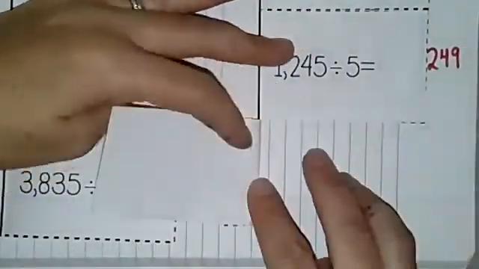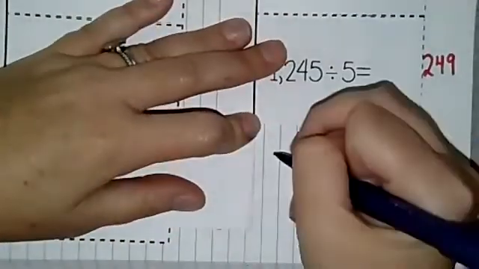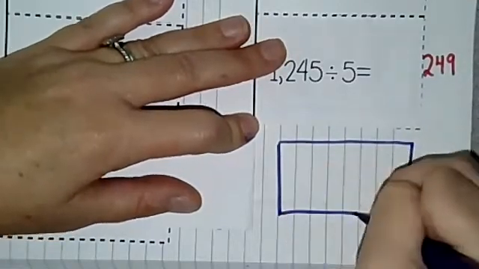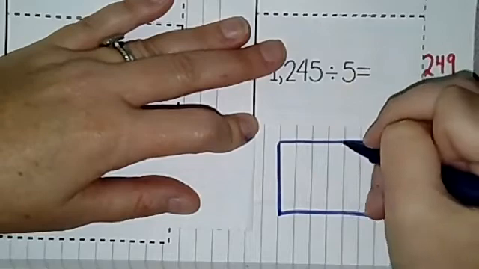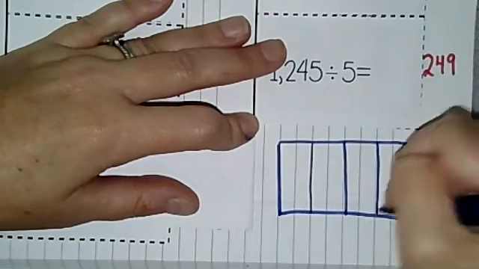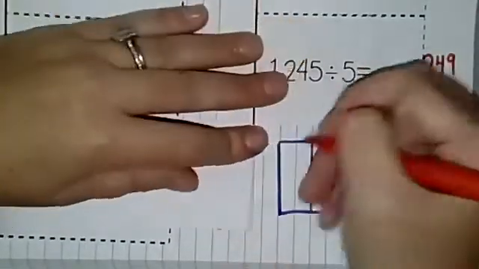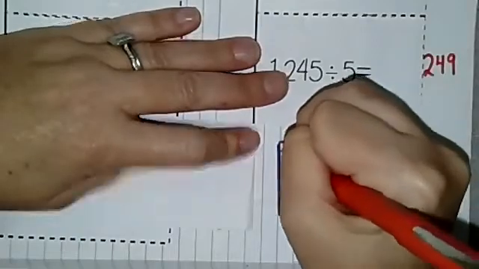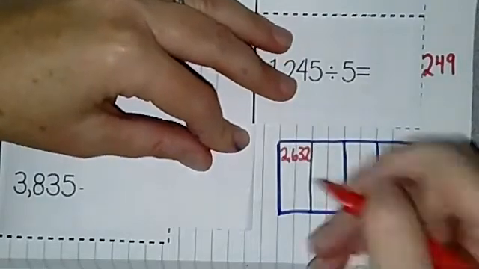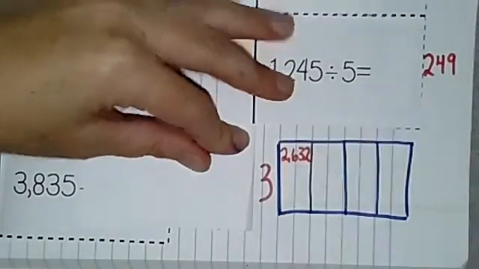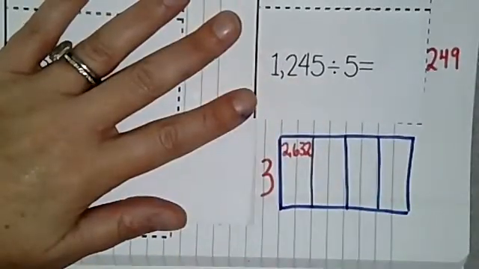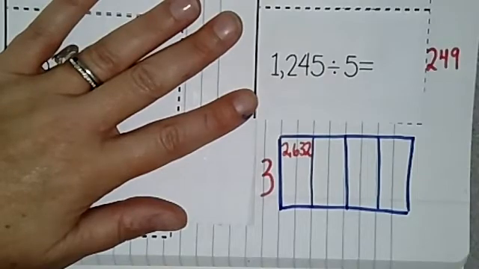2632 divided by 3. Here we go. You are going to do 4 blocks again because this is 4 digits. Divide it in half. Divide those halves in half. Now we're going to write 2,632, and we're going to divide that by 3.